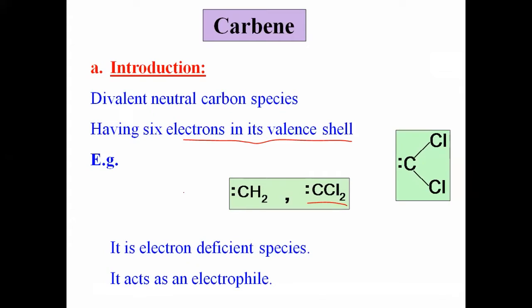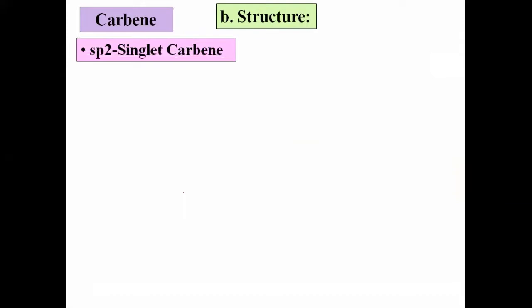We have studied some examples, the definition, and the main 2 points regarding carbene: it is electron deficient and acts as an electrophile. Let us see the next point, the structure of carbene. Now, carbene can exist in 3 different forms.